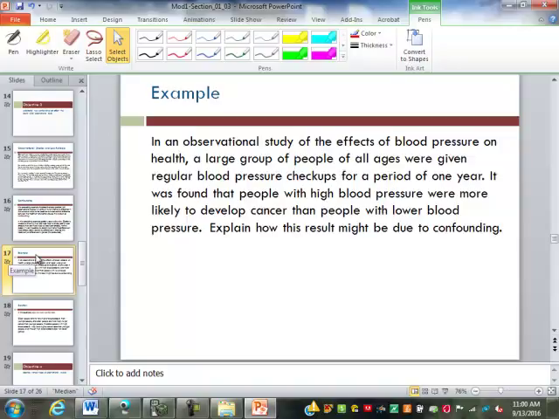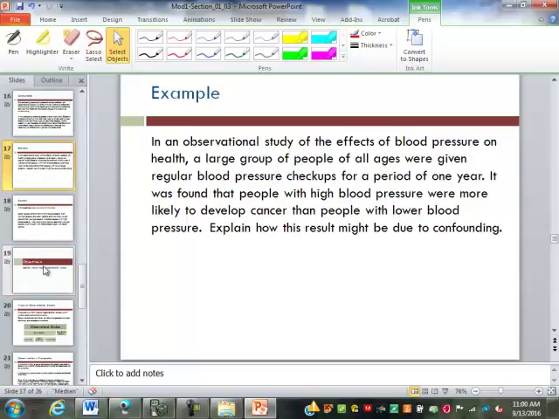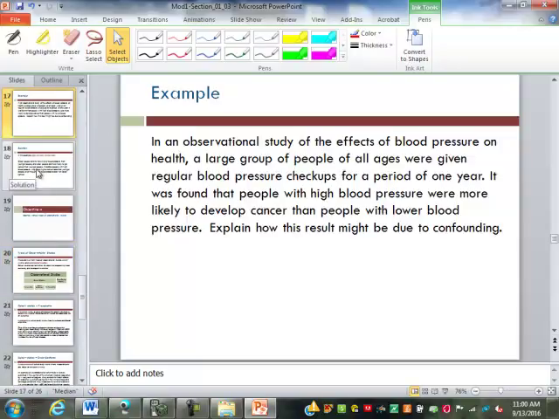So let's look at the effects of blood pressure on health. A large group of people of all ages were given regular blood pressure checkups for a period of 1 year. It was found that people with high blood pressure were more likely to develop cancer than people with lower blood pressure. How might this be confounded? Well, people with high blood pressure may have other factors in their life, like smoking, that causes their blood pressure to be high, that also may be causing cancer. High stress might cause blood pressure to be high, which could cause cancer. Lack of exercise could cause elevated blood pressure, which could lead to cancer.